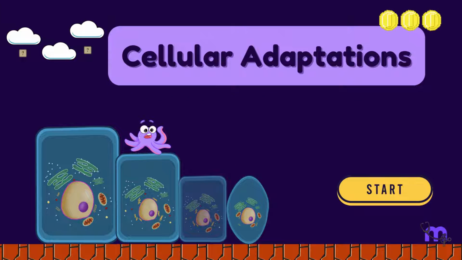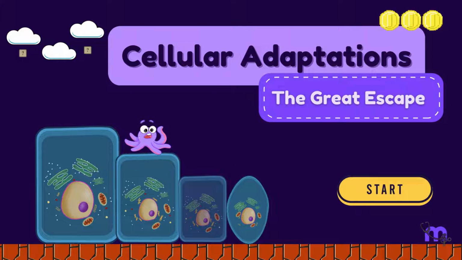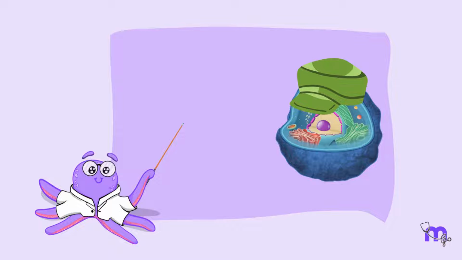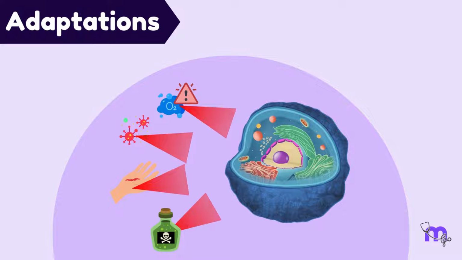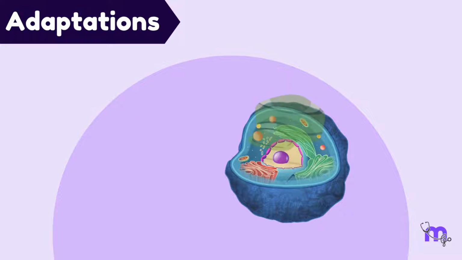Cellular Adaptations, the Great Escape. In the previous session, we learned about the concept of cell injury. Adaptations are reversible changes or reactions of a cell to changes in its environment to survive.